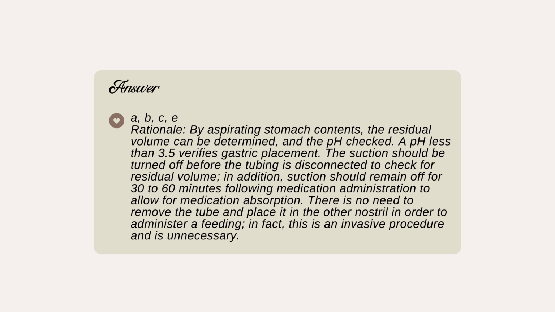Answers are A, B, C, E. Rationale. By aspirating stomach contents, the residual volume can be determined, and the pH checked. A pH less than 3.5 verifies gastric placement. The suction should be turned off before the tubing is disconnected to check for residual volume. In addition, suction should remain off for 30 to 60 minutes following medication administration to allow for medication absorption. There is no need to remove the tube and place it in the other nostril in order to administer a feeding. In fact, this is an invasive procedure and is unnecessary.